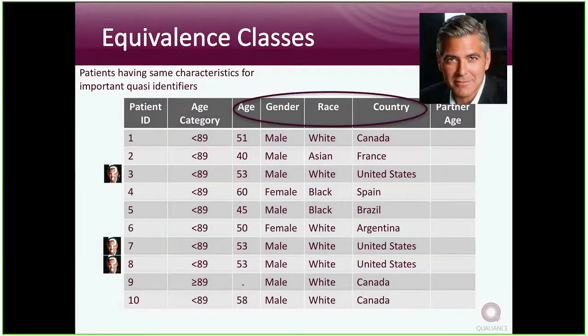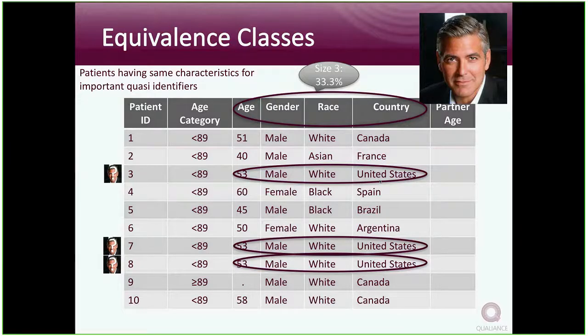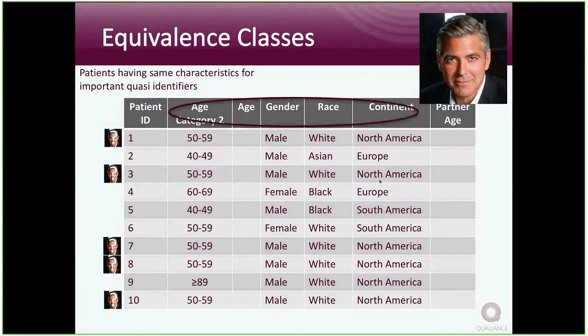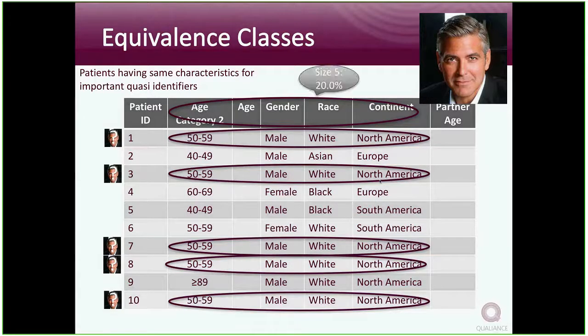Now we have 4 co-identifiers, and if we look at the occurrence class defined by age of 53, male, white, United States, we have an occurrence class of size 3, which gives us a probability of identification of 33%, and so on and so forth. And here we get to 20%.